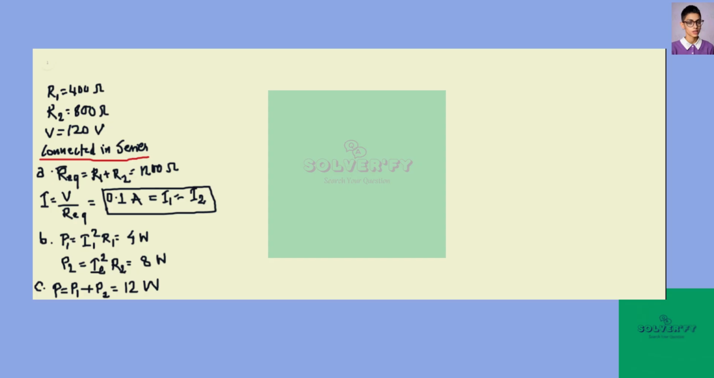Now the question says that the bulbs are now connected in parallel. Connected in parallel. Okay. Since they are connected in parallel, let us begin with again calculating the equivalent resistance. So Req is equal to R1 parallel R2. That means this is equal to R1 R2 upon R1 plus R2.